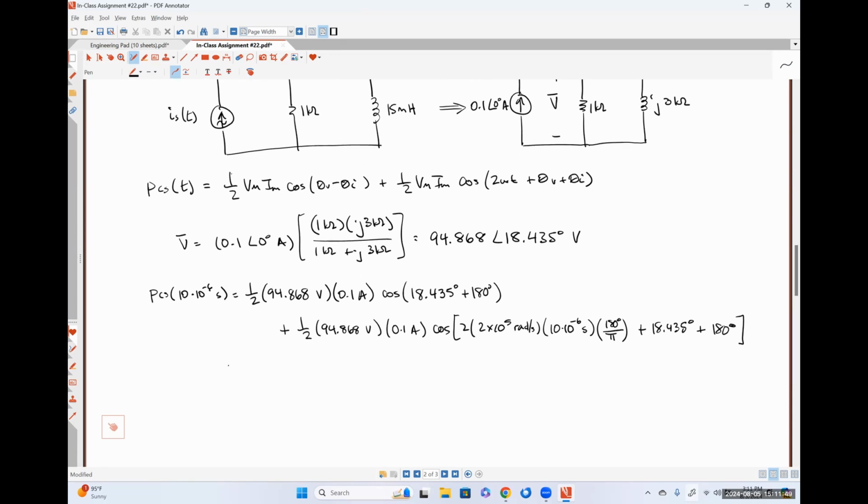So plugging all this stuff in, 0.5 times 94.868 times 0.1 times the cosine of 18.435 plus 180 gives me negative 4.49999. So let's just call it negative 4.500. So that's my DC part from the first bit.